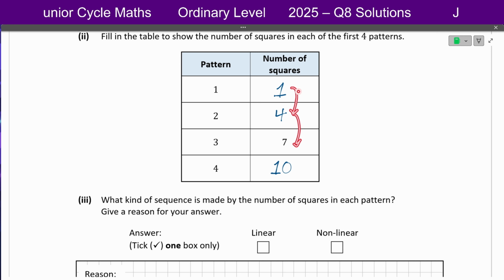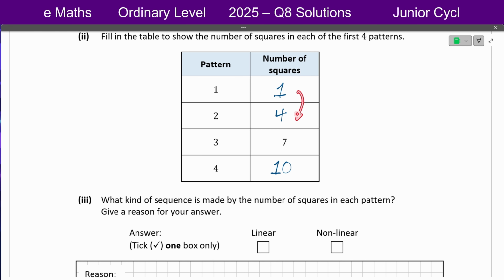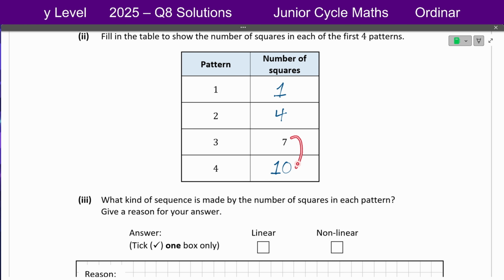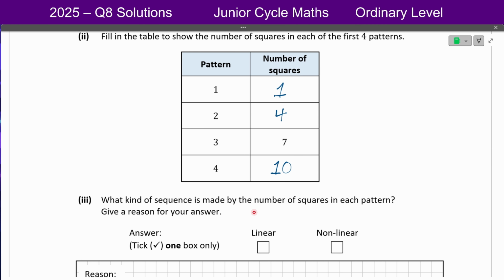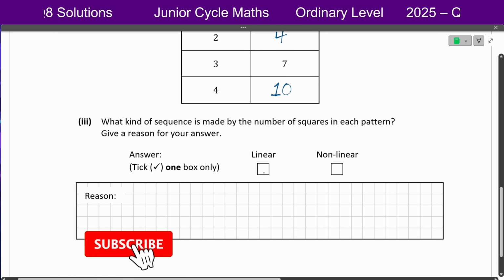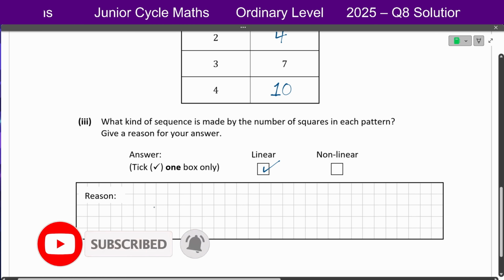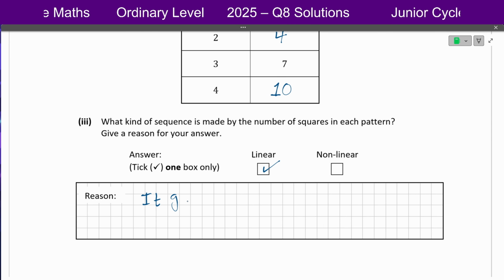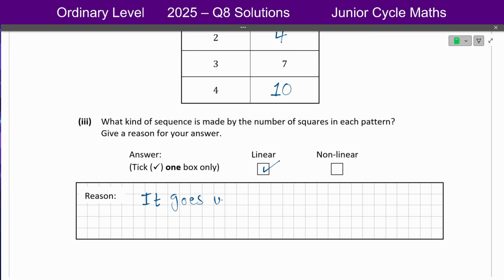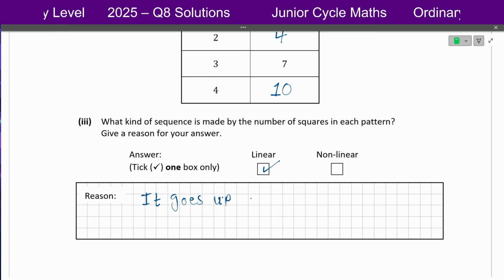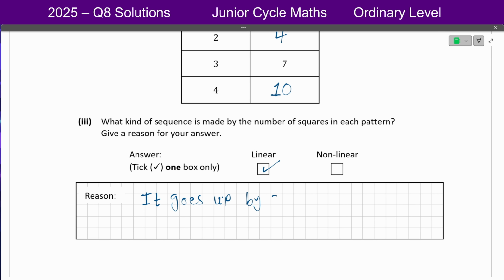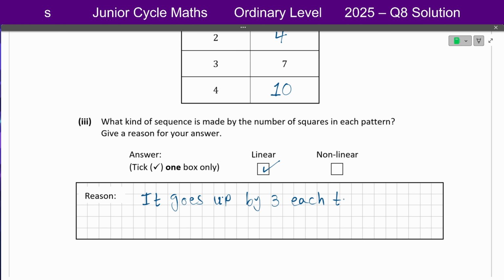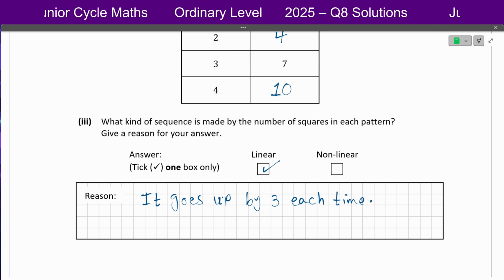So we started from 1 square, and then we added 3 squares, we got 4, and then we added another 3, we got 7, and then from 7 to 10 we have added 3 squares. Okay, so that's linear. So we need just to say here, linear, and the reason we can just write down, very simple, because it goes up by 3 each time. Very simple. Okay.